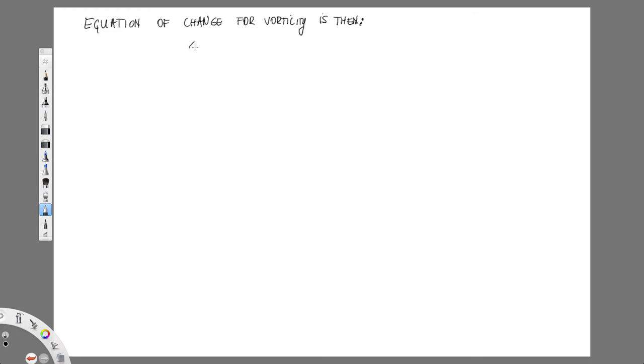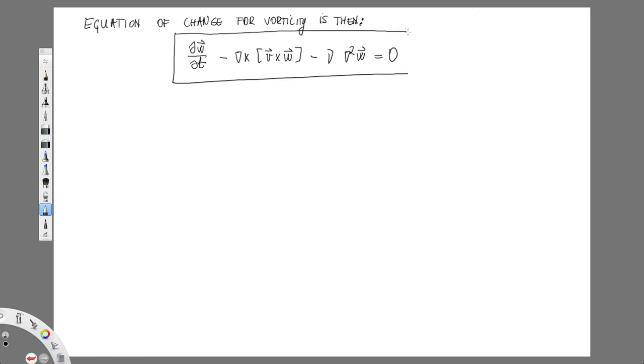Okay, dW/dt minus curl of v curl W minus dynamic viscosity Laplacian of W. So this, just like the Navier-Stokes equation, is for incompressible Newtonian fluid.